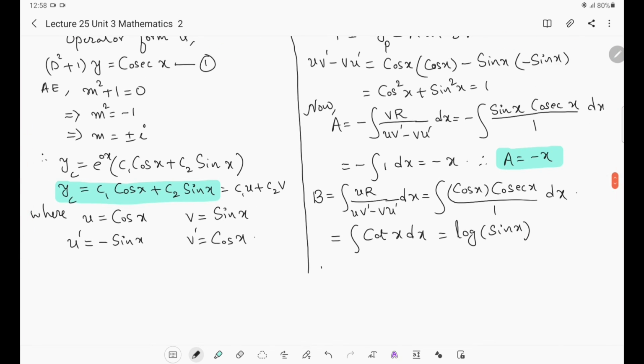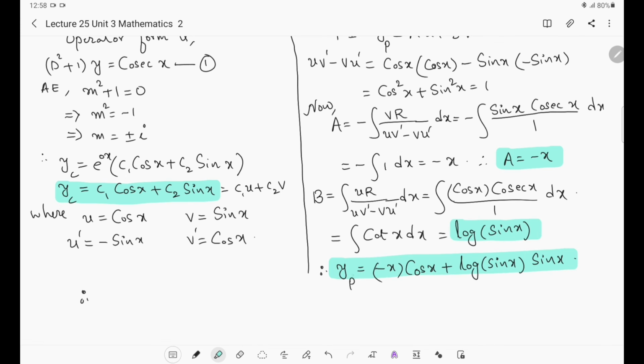Therefore what will be yp? Particular integral equals A, which is minus x, times u, which is cos x, plus B, which is log of sin x, into v, which is sin x. So this is the particular integral, minus x cos x plus sin x into log sin x. Therefore finally this will be the particular integral.